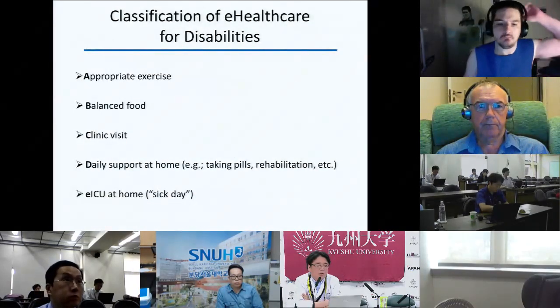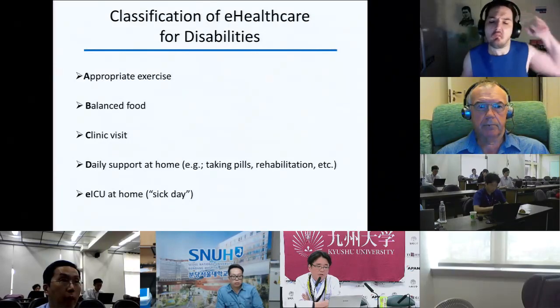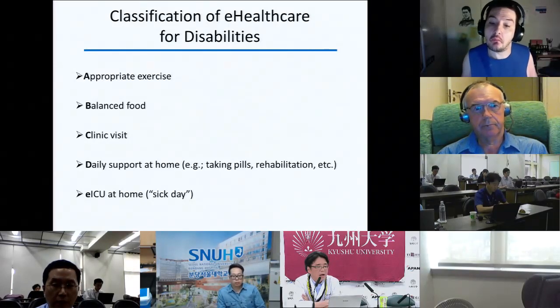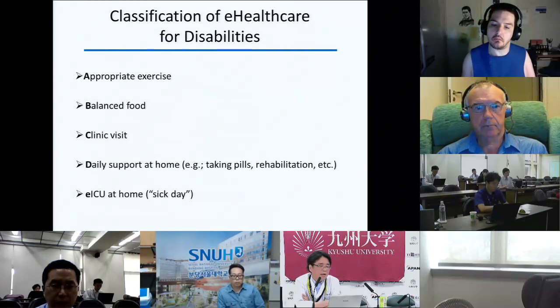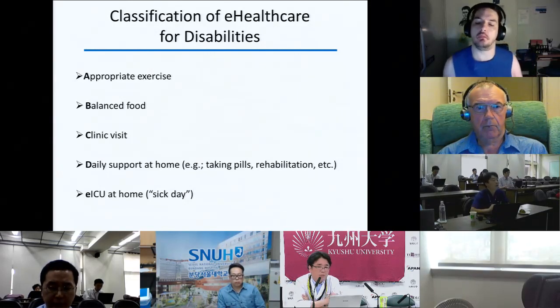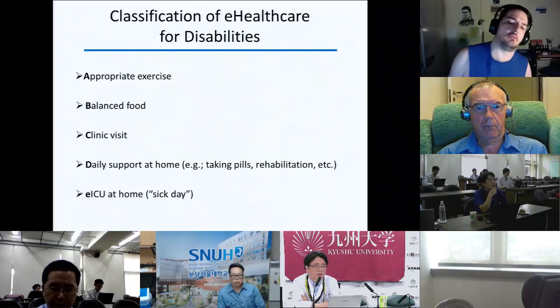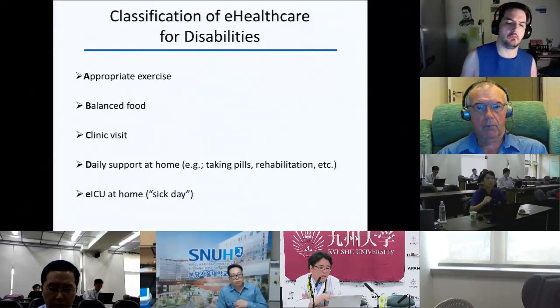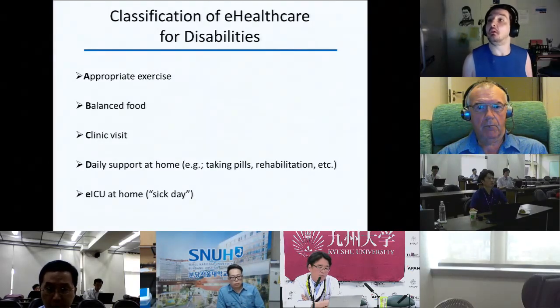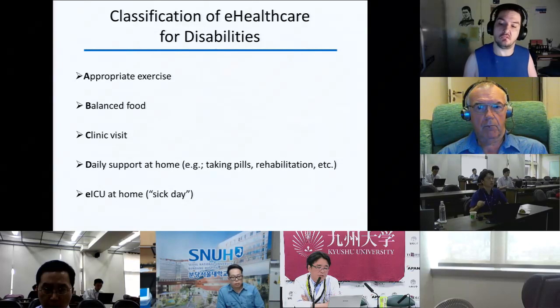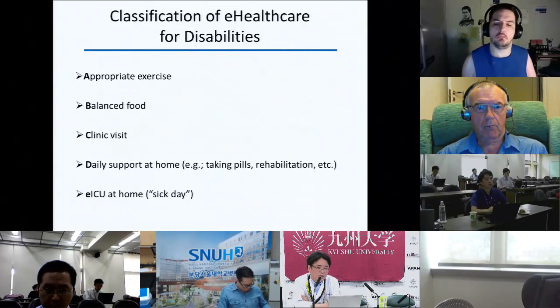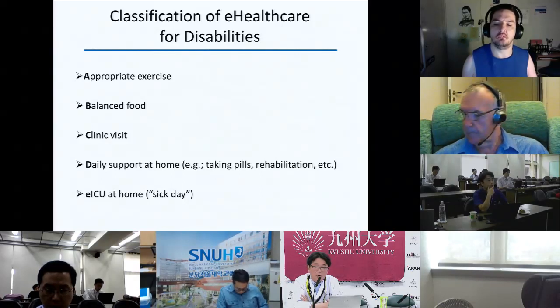And I tried to make a classification of e-healthcare for disabilities. I arranged A, B, C, D, E. A is appropriate exercise, B is balanced food, diet, and C is clinic visit. Actually, many people ignore visiting the clinic, even when they are affected by chronic diseases. And D is daily support at home for specific diseases: taking pills, rehabilitation, and so on. And E is EICU at home.